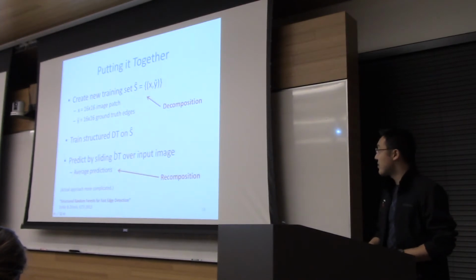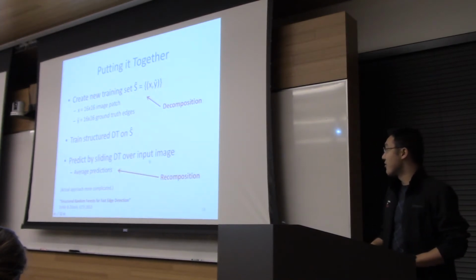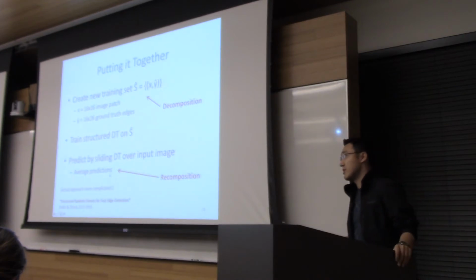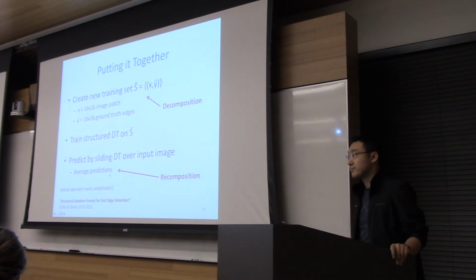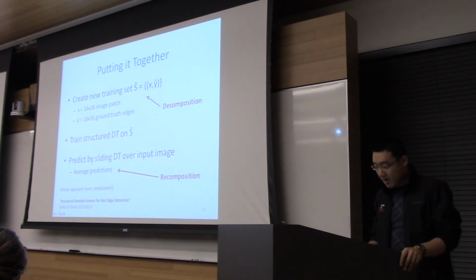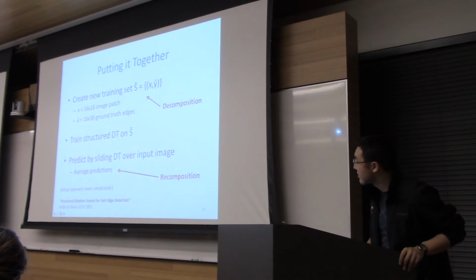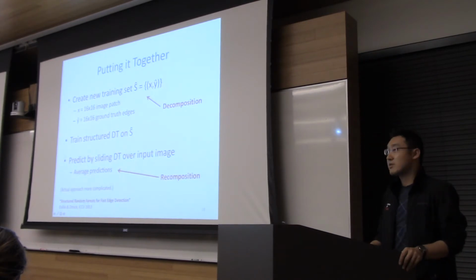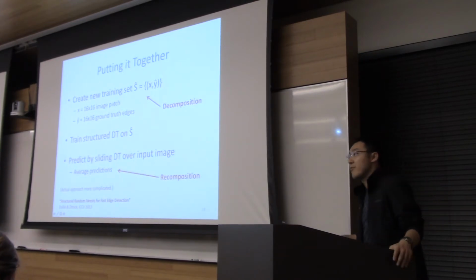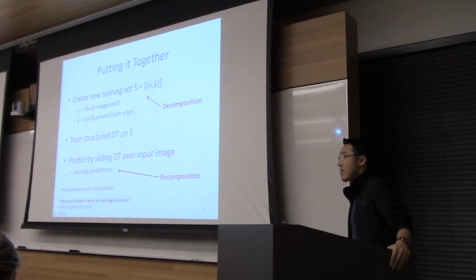And then we predict by sliding this decision tree over the input image, and then we average the predictions, which will, of course, blur the predictions out a little bit. And as you can see here, they don't actually use a single decision tree. They also use random forests. So you can apply the whole random forest methodology to this problem.